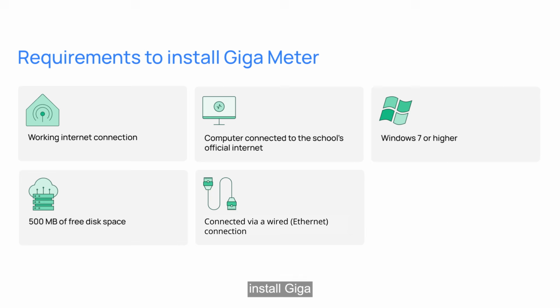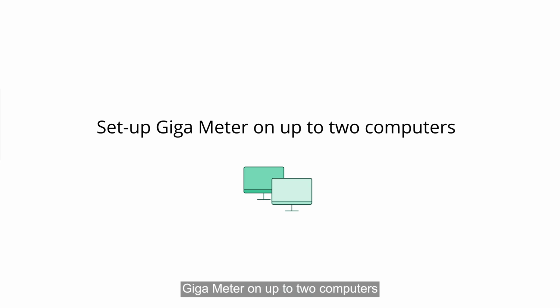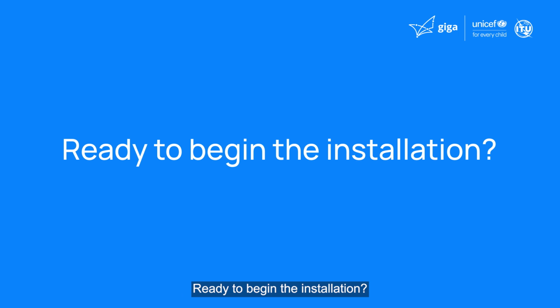Whenever possible, install Giga Meter on at least one computer connected via a wired Ethernet connection to the internet to ensure more stable and accurate speed tests. Each school may install and set up Giga Meter on up to 2 computers, unless instructed otherwise. Ready to begin the installation?